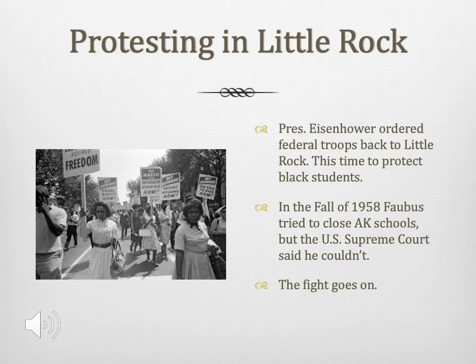Right. Oh, so here's the stuff I kind of already said. Well, some of it. So Eisenhower orders the federal troops back into Little Rock. They get the kids in the school. So that's 1957.